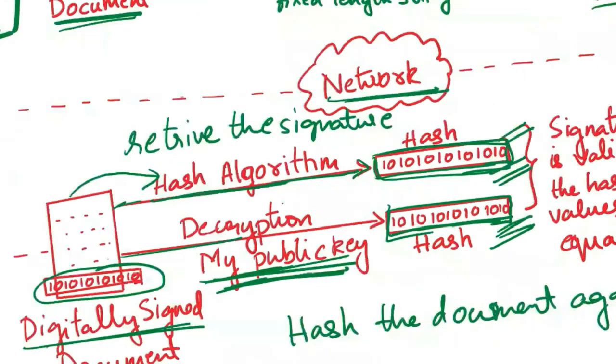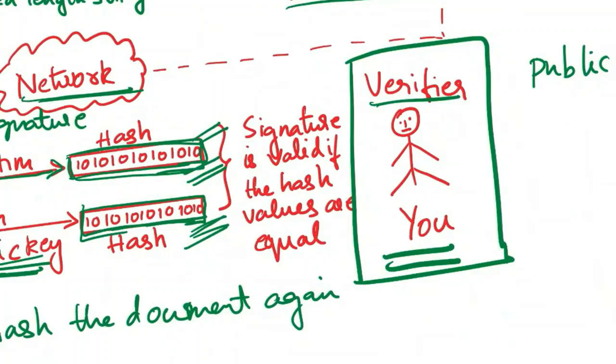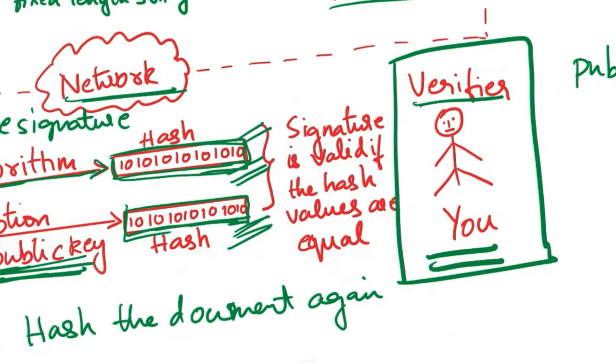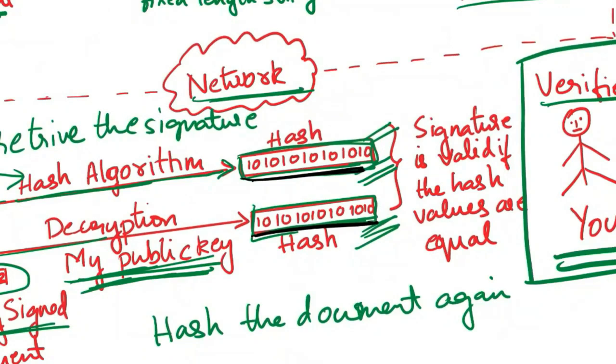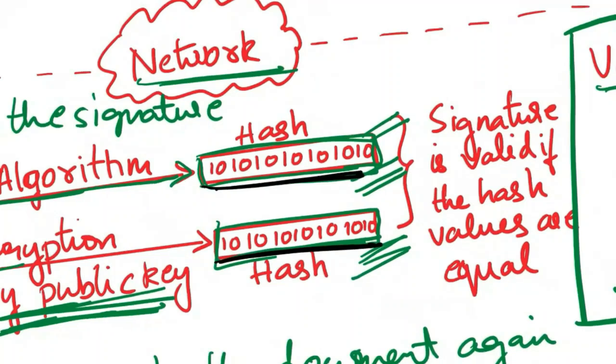When the recipient, that is in this case you, verifies the digital signature, they calculate the new hash of the received document and compare it with the hash value obtained by decrypting the signature. That is, you are creating the hash and then you are comparing it with the hash that was provided to you. If the hashes match, it indicates that the document has not been tampered with since it was signed. Any change in the document would result in a mismatch signaling potential tampering. And this is how digital signatures provide data integrity.